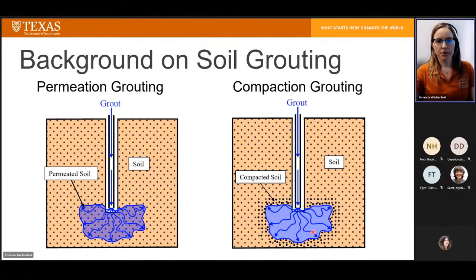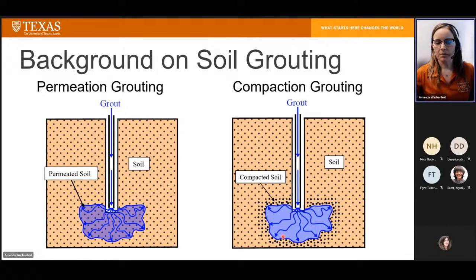And a little bit about permeation and compaction grouting. Both grouting methods are completed in boreholes. Permeation grouting is the injection of a fine grained particulate grout in between the soil particles. So there's no displacement of the particles when doing permeation grouting, whereas compaction grouting uses low mobility aggregate grout to actually displace the soil. So you have a kind of grouted mass and then densified soil around that mass.